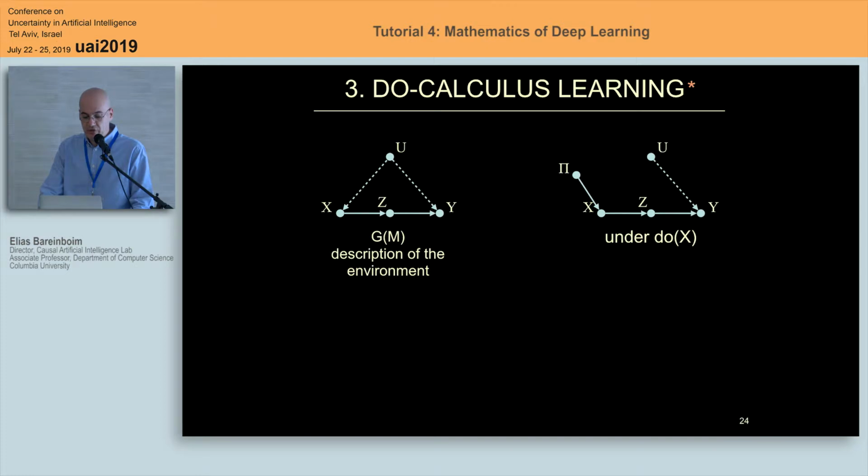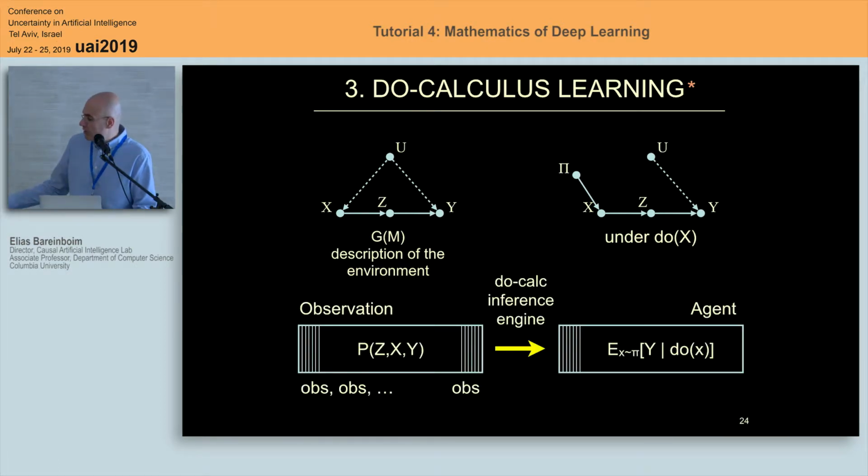This is, again, the same kind of picture that we have. Here you have the data. The data is coming from this passively collected, non-experimental P of z, x, and y: observation, observation, observation, and so on. And then you would like to make the inference about this E of y given do x.